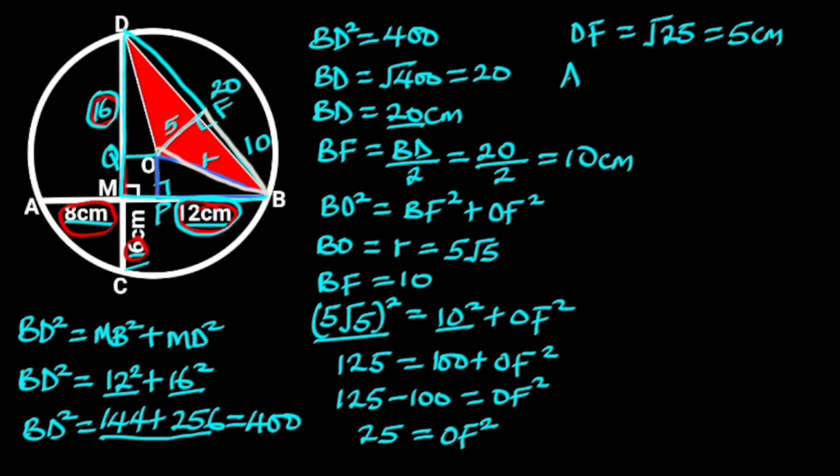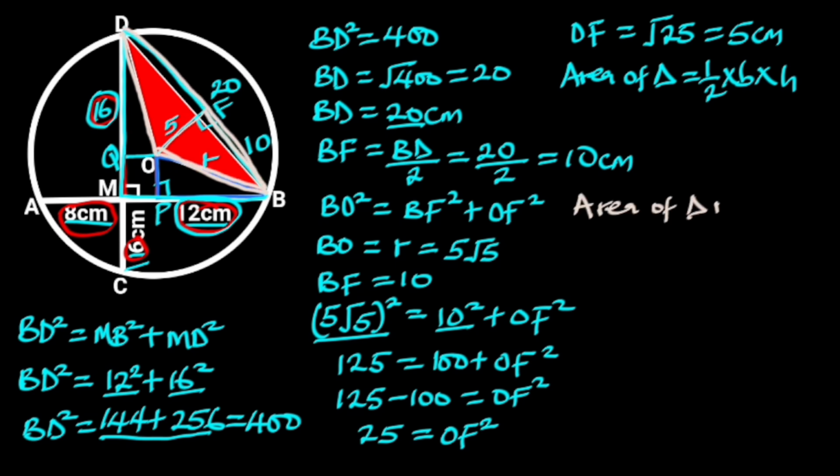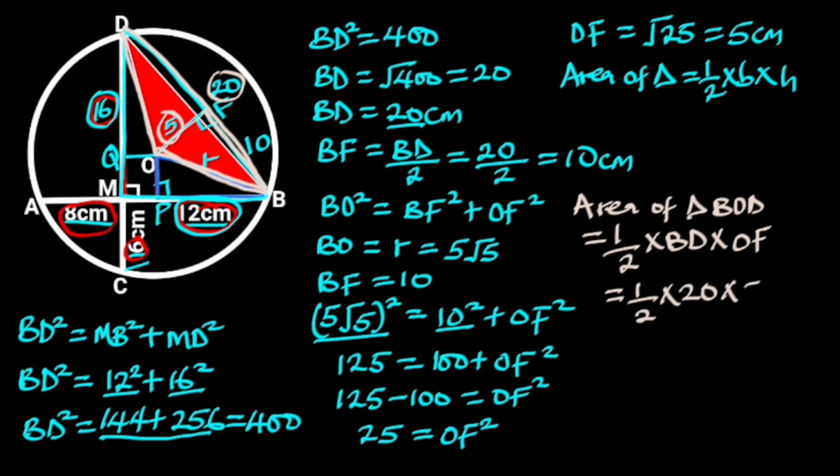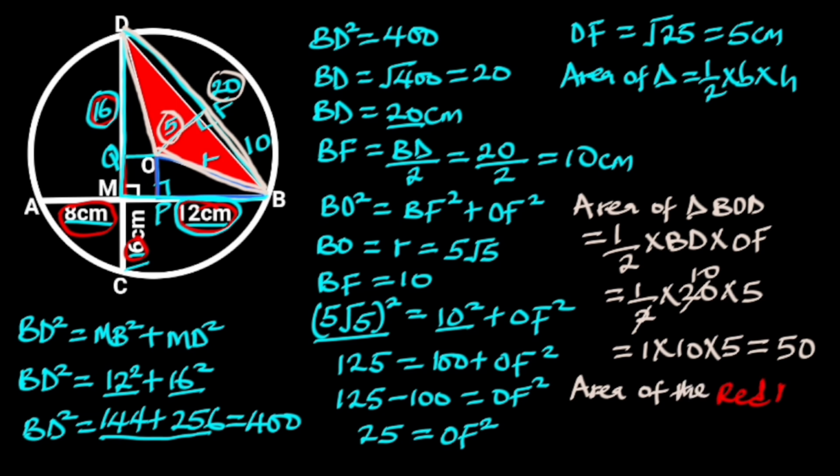Recall that the area of a triangle is 1 divided by 2 times base times height. Which implies that the area of triangle BOD equals 1 divided by 2 times BD times OF. Since BD is 20 centimeters, and OF is 5 centimeters, then the area of triangle BOD is 1 divided by 2 times 20 times 5. 20 divided by 2 is 10, so we are left with 1 times 10 times 5, which is equal to 50. Hence, the area of the red triangle is 50 centimeters square.